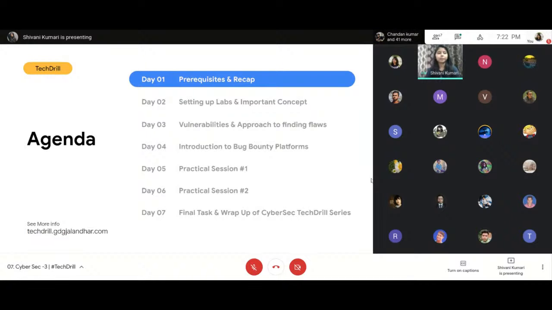Like we'll do some practical sessions on bug bounty platforms.